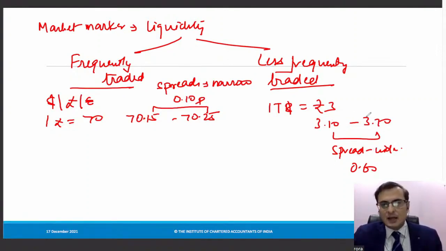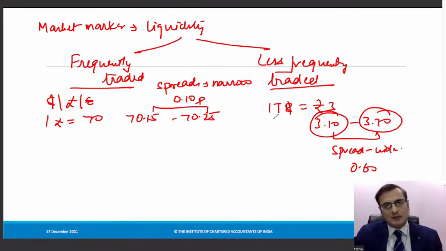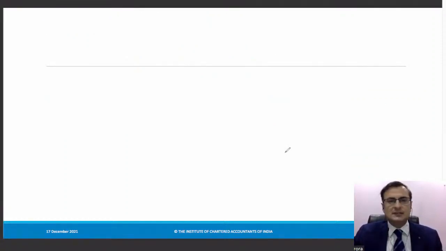If you're buying, the bank will sell you at this price, and if you're selling, the bank will buy at this price, as against dollars or all these things. I hope you've got the point over here. Let's move on to the question now.